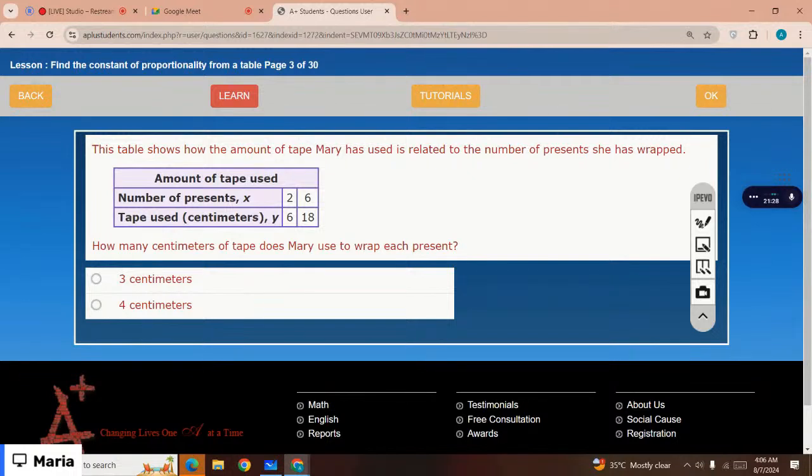The correct option is 3 centimeter. Option number 1 is the correct option.